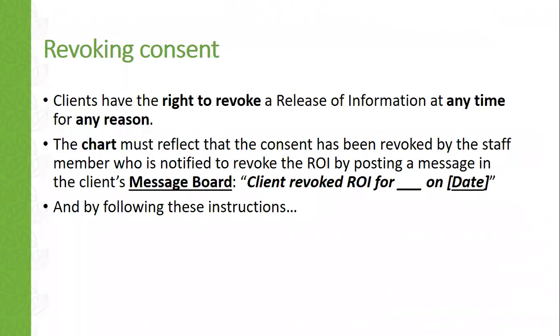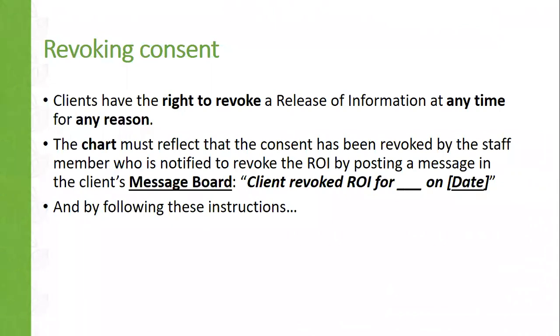When that happens, the chart needs to reflect that. And really, we kicked around different ways of making sure that happens. The best way is if a client revokes consent, then a message needs to be entered in the client's message board that says, client revoked ROI for whoever the person or agency is, on whatever the date is that they revoked that consent. If you don't know how to get into a client's message board, check with a program manager or team lead. They can show you how to do that.